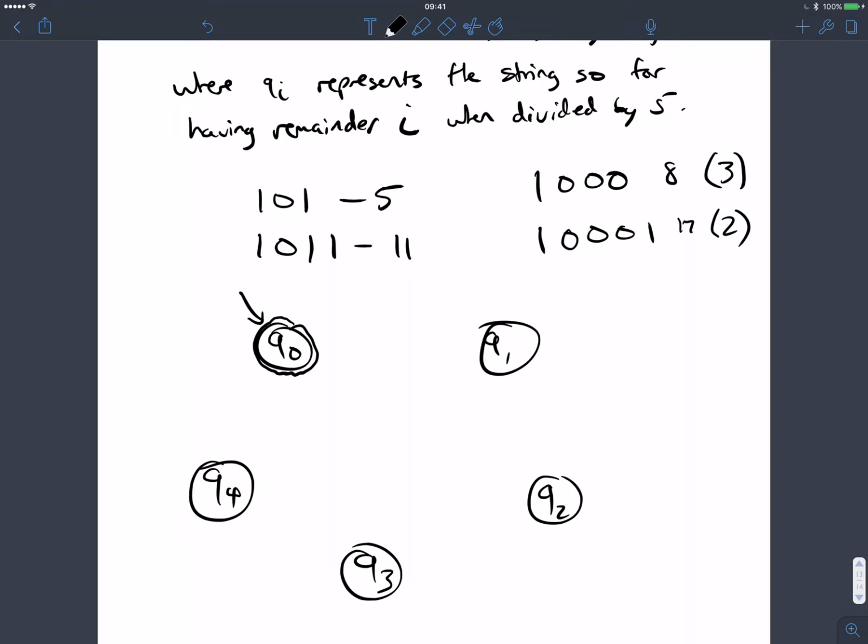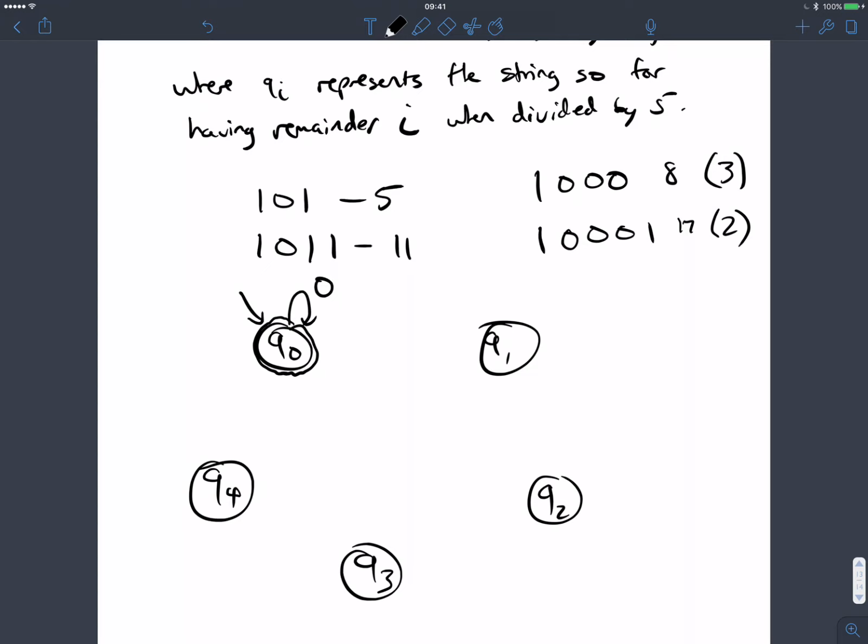Okay, well, from Q0, where do I go on input 0? I self-loop because, why do I self-loop here? Right, so if I see a 0, that represents multiplying the number by 2. Well, if it was divisible by 5 before, does multiplying by 2 change that? No, because it's still divisible by 5. So I self-loop. We're actually subtly using the fundamental theorem of arithmetic here, but I'm not going to worry about that.